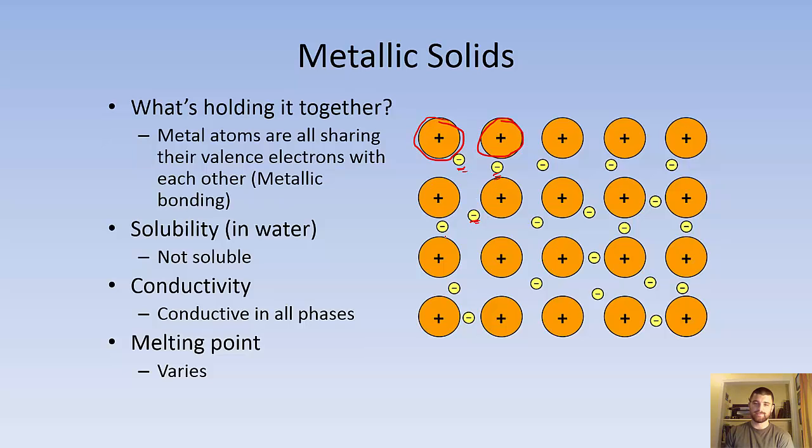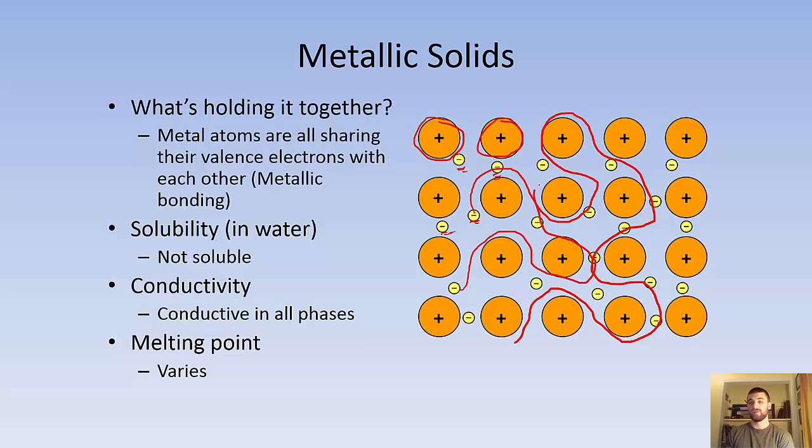It's kind of like socialism. Everybody's sharing everything. This electron is free to move around and go wherever it wants. It can go anywhere. It looks like an electron sea, kind of. All those electrons are moving all around. They're free to go about, and all of those atoms share all of the electrons.